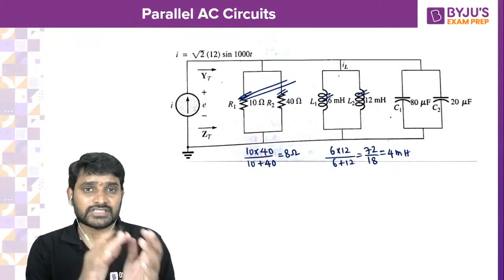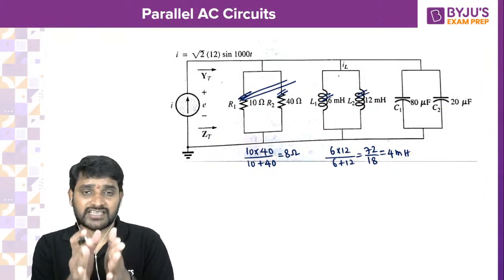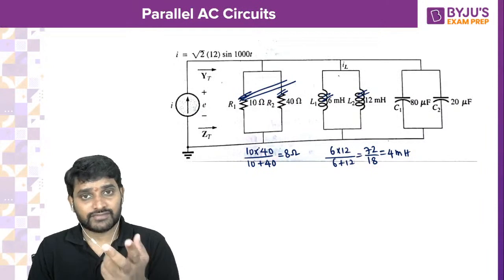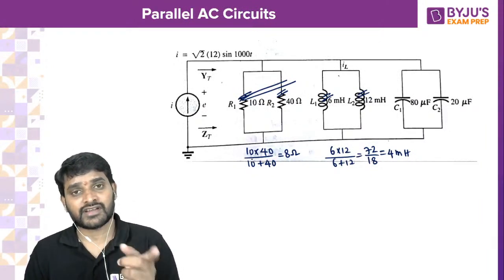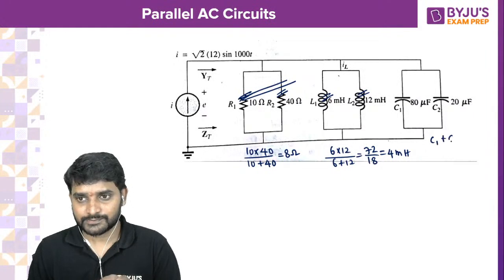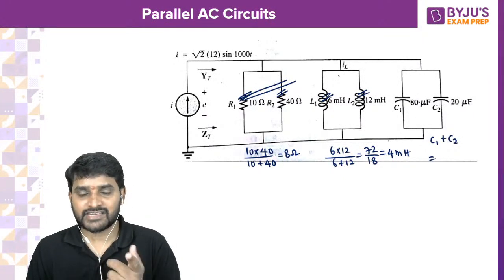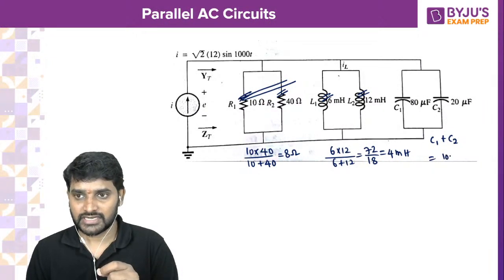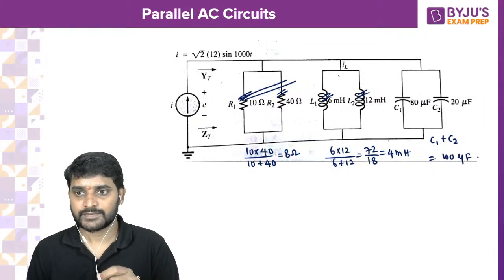So quite opposite to resistance. When the resistors are connected in parallel, you have to do it like this. When capacitors are connected in series, you have to write C1 into C2 divided by C1 plus C2. But here it will be C1 plus C2. So how much is it? 8 micro plus 20 micro. Sorry, 80 micro plus 20 micro. You are going to get 100 microfarads.